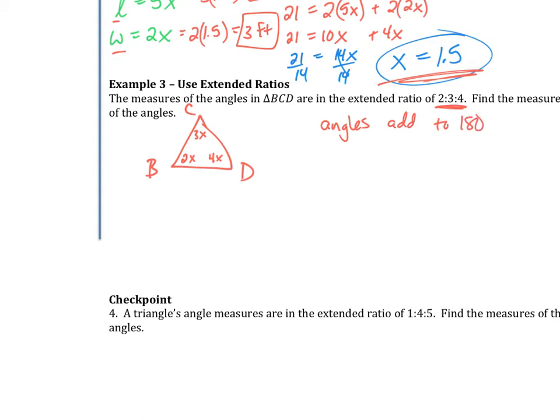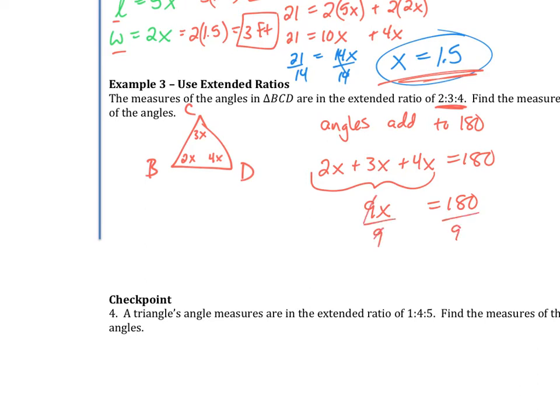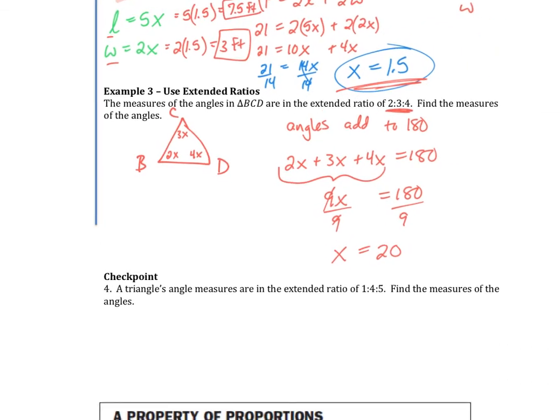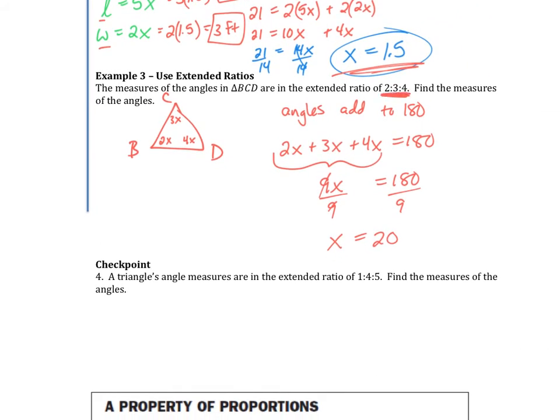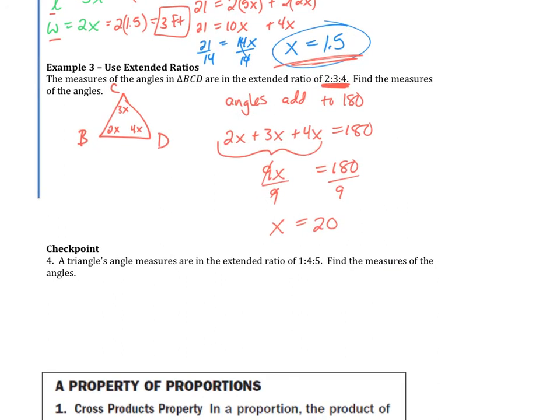So if we're going to solve this, we would do 2x plus 3x plus 4x equals 180. So we got to solve for x. We get 9x equals 180. Let's get x by itself by dividing by 9. X equals 20. So we solve for x. Again, we just put an x with each of these in the ratio, and then those add up to 180.